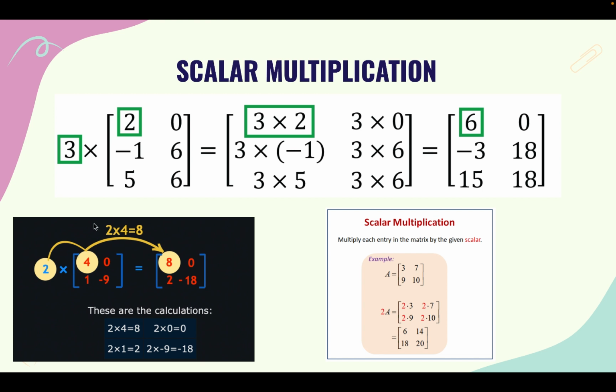And another example here, you would multiply all of these elements by 2, so you would get 2 times 4, which is 8, 2 times 0, which is 0, 2 times 1, which is 2, and 2 times negative 9, which is negative 18.